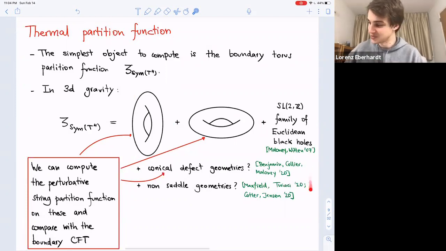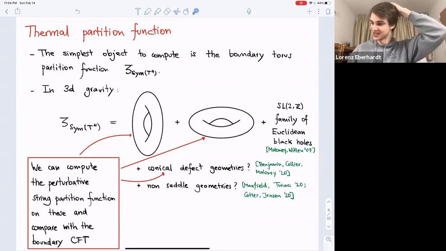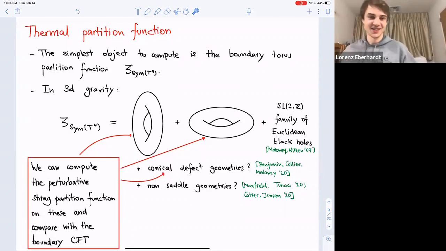And now comes the story that we were already talking about. We don't know what to really include on top of it. So I think we should include non-saddle geometries. There's no reason to not include them. And then there's some discussion whether you should also include conical defect geometries or not. So basically this part was the classical Maloney-Witten computation, and what is going on in the last year, I find very exciting.